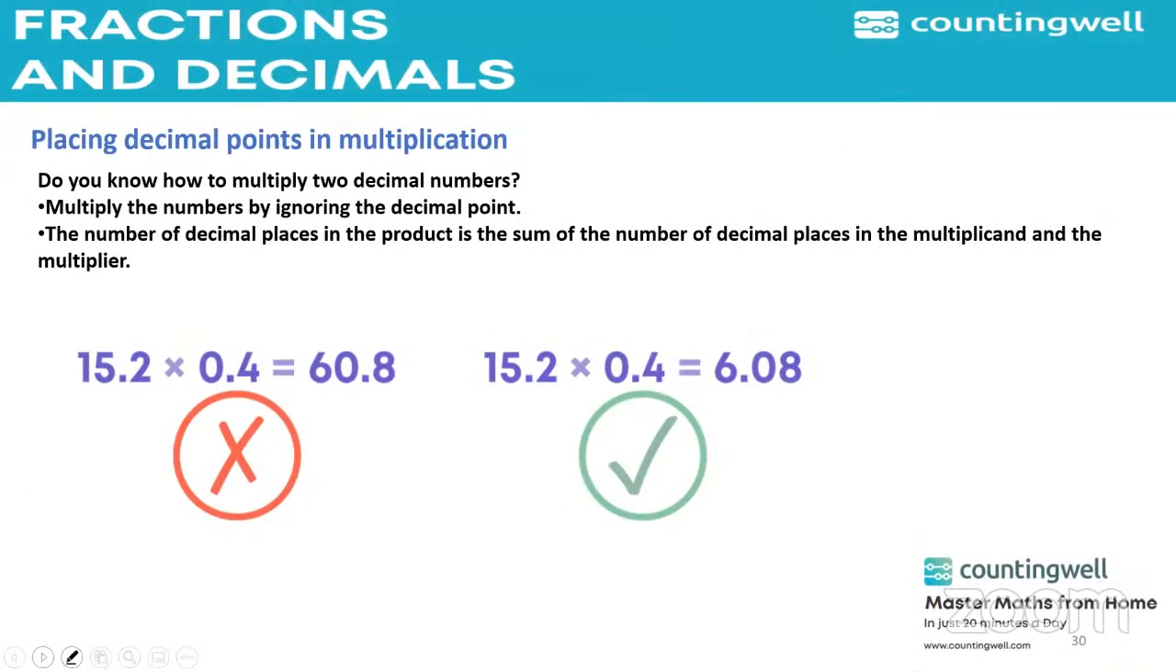Let us see how to place decimal points in multiplication. The number of digits after the decimal point here is 1. The number of digits after the decimal point here is 1. So a student has put the decimal point from the right side, and before that decimal point he or she has taken only one digit, which is the wrong way. You should always take two digits because 1 plus 1 is 2. So after two digits from the right, you have to place the decimal point.